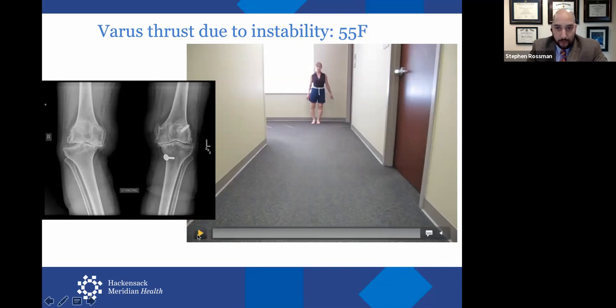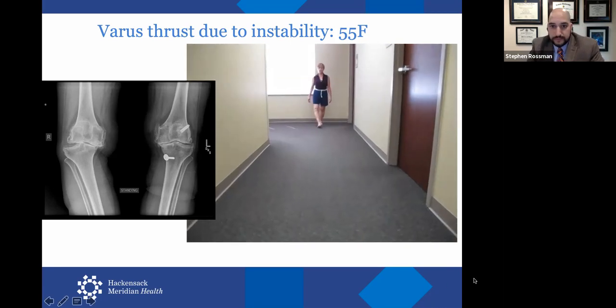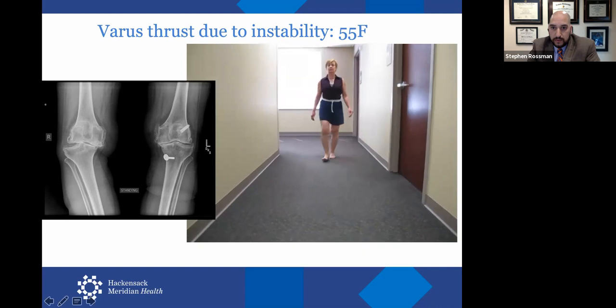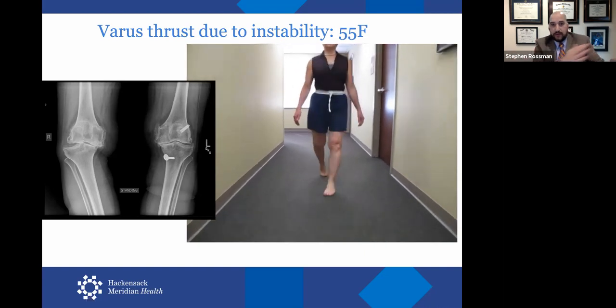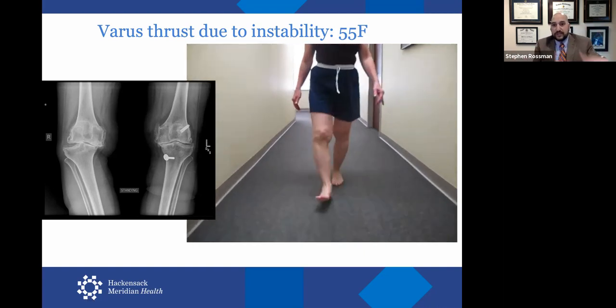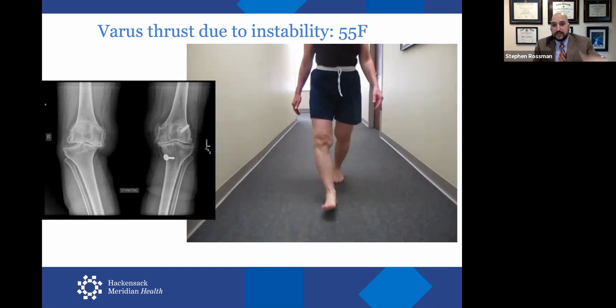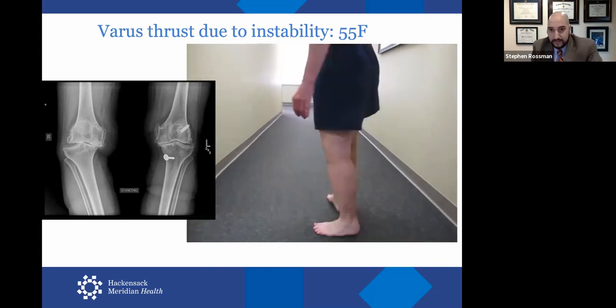Now I want you to look at her right knee when she walks. Her right knee is, remember, this one without the metal in it over here. And her right knee goes out to the side. It's thrusting out to the side. And this is an awesome example of just instability when somebody walks. Let's play. Here we go. So she steps on her knee, it just goes out to the side. It's thrusting out to the side. You can imagine how it just looks painful.